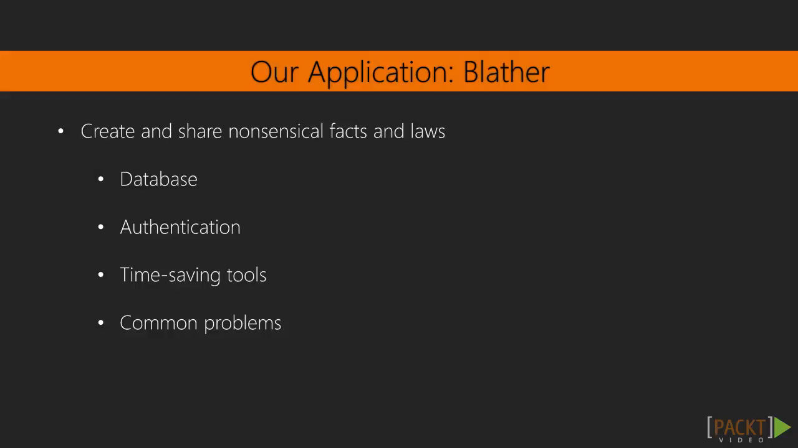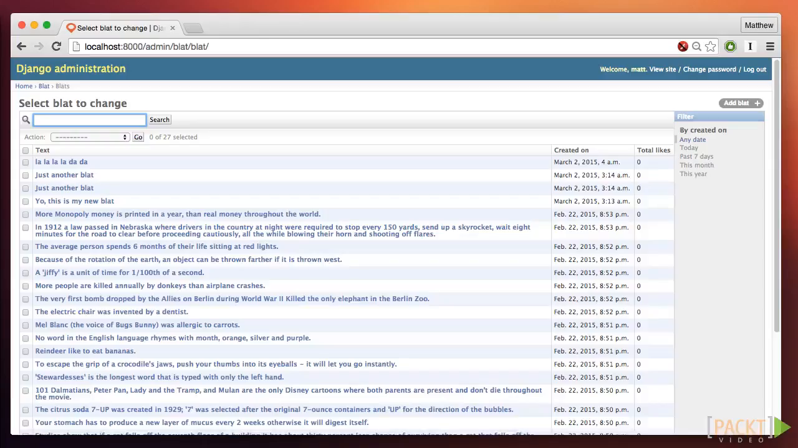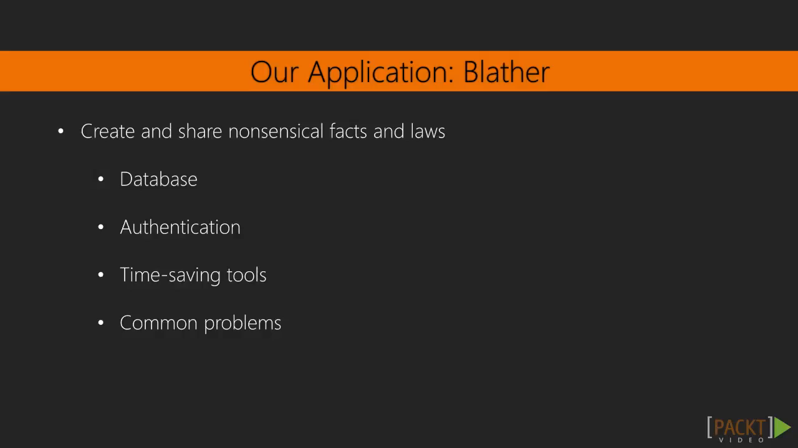We're creating an application called Blather, which is a Twitter-like tool for sharing useless trivia, nonsensical facts, and ridiculous laws. This is a great project for learning Django because it will introduce us to how we store and manage data in the database, authenticate users, and help us learn some of the awesome time-saving tools Django makes available to us. It will also help us to look into some of the common problems developers experience after they pass the getting started phase. I'll show you how I've worked through these problems in the past to give you a head start as you take your own Django projects live.